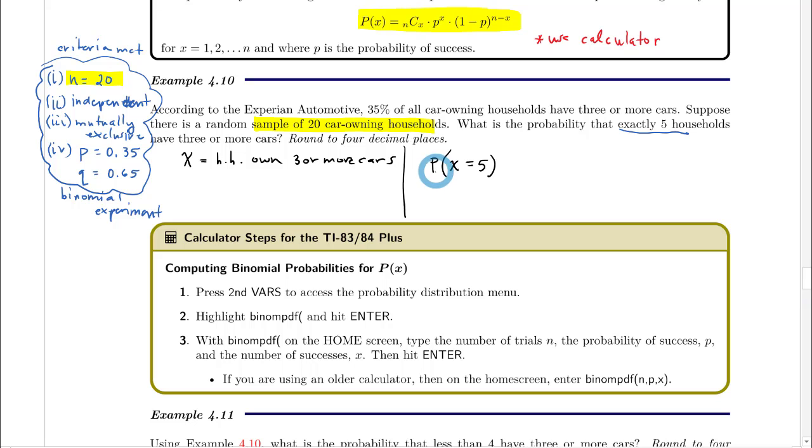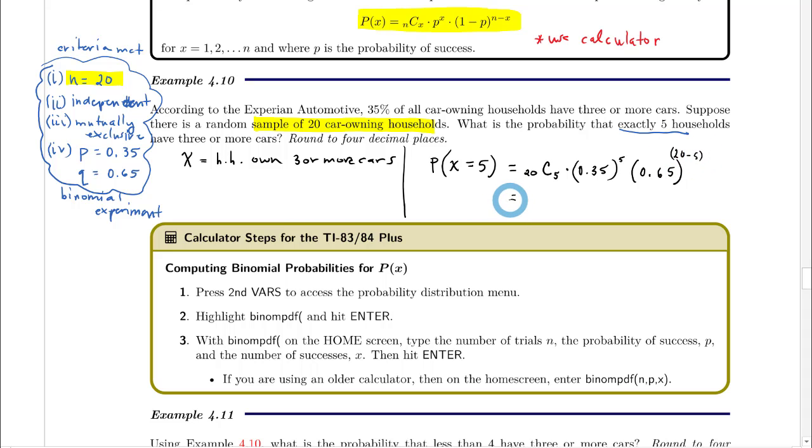So the probability of the event, exactly 5 households out of the 20 that own 3 or more cars, is going to be equal to 20 choose 5 times the probability of success, which is 0.35, to the 5th power, times the probability of failure, 0.65, to the n minus x, so 20 minus 5.